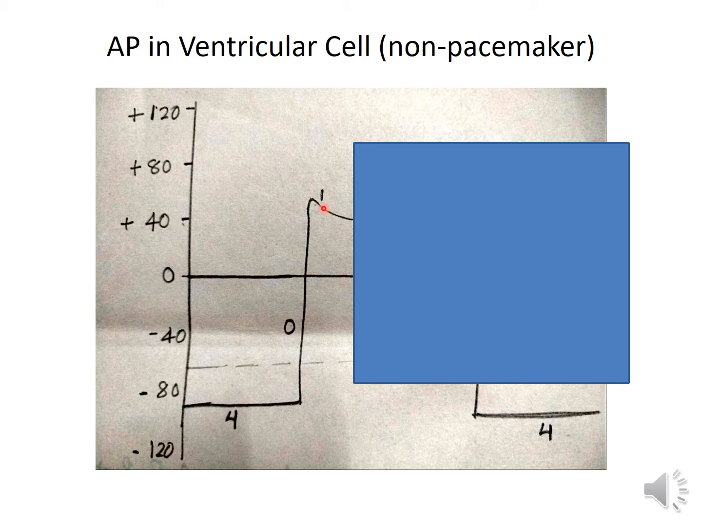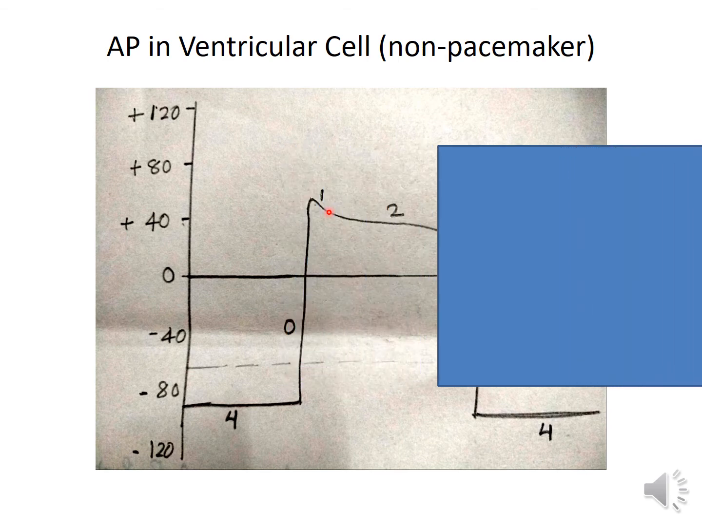As sodium channels are fast channels, they open rapidly as well as close rapidly. So in phase 1, what is happening? Sodium channels are closing, potassium channels are open, and as the concentration gradient of potassium is from inside towards outside, this results in fall of membrane potential. It is followed by phase 2.